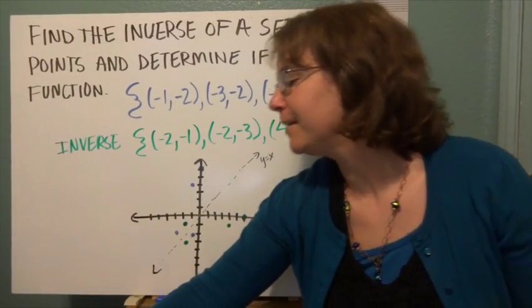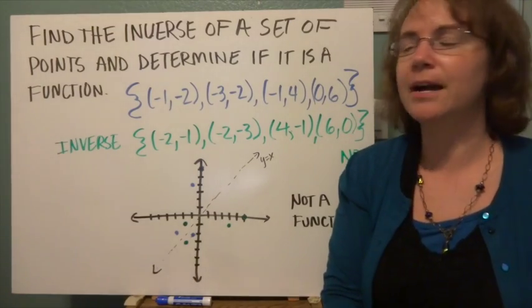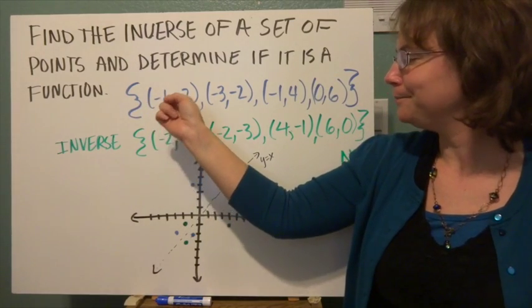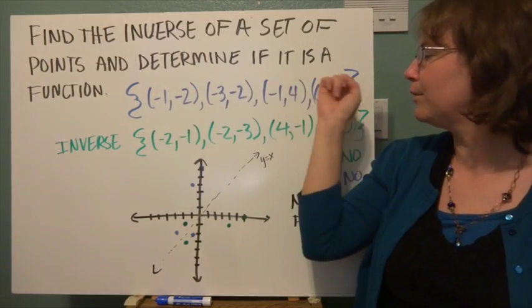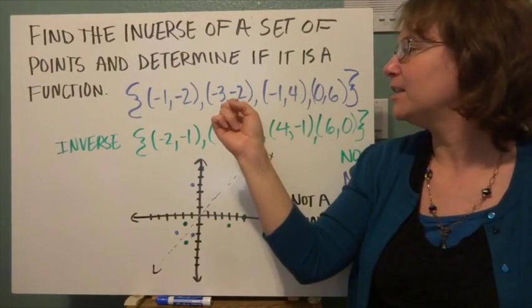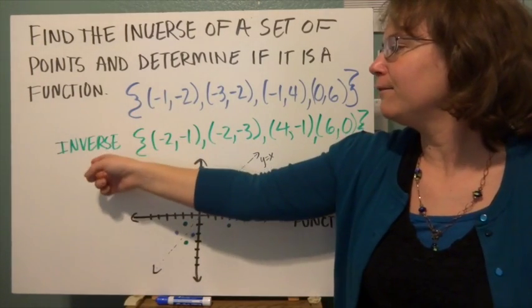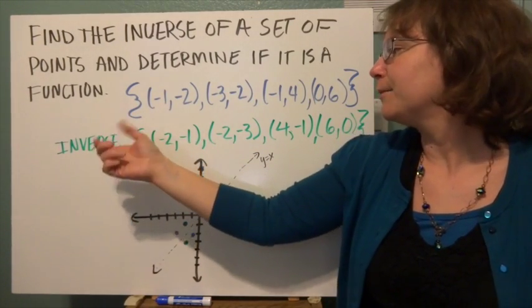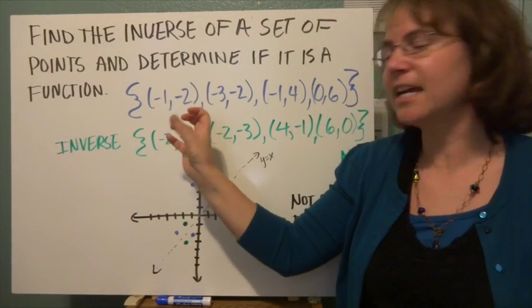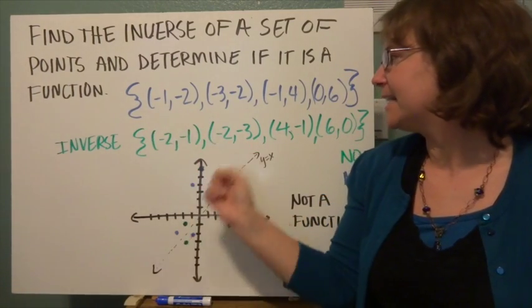Okay, so if we want to find the inverse of a set of points instead of a line or a parabola, and determine if it's a function. So if we have this set of 4 points, we could plot all of those on a graph and then draw y equals x and see if we could find the inverse. But when we find the inverse of a function or of a relation, we're just switching the x's and the y's with each other, because when we compose them, we want to get back to the identity.